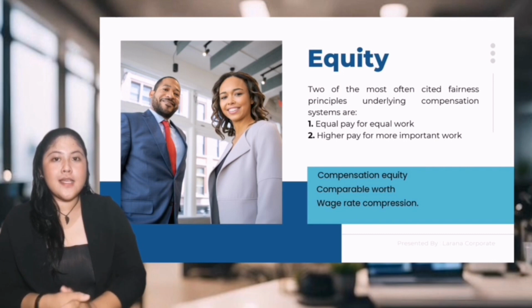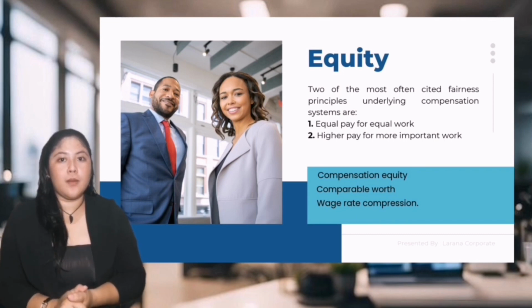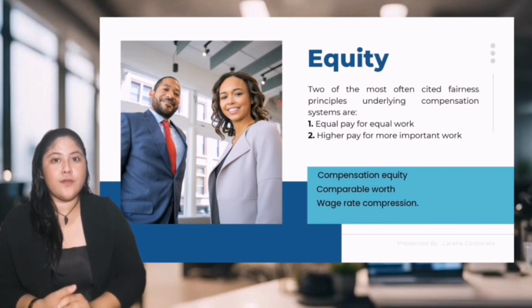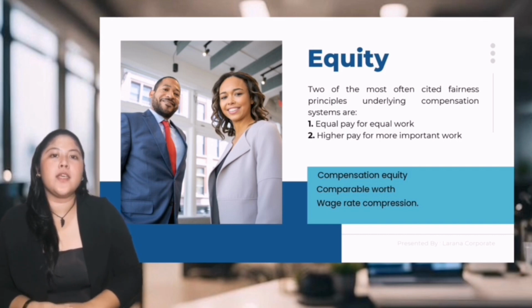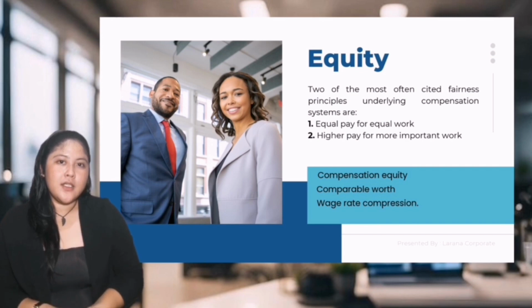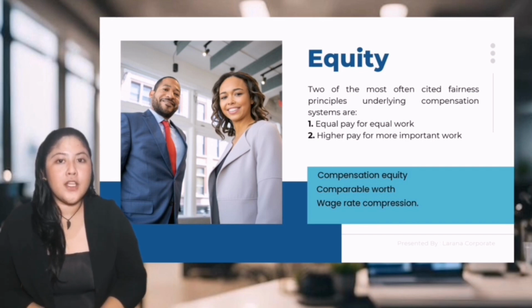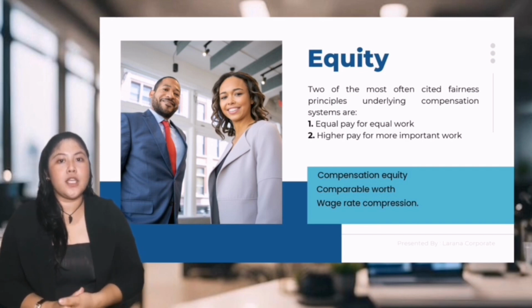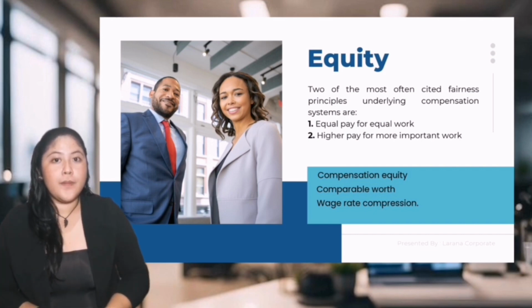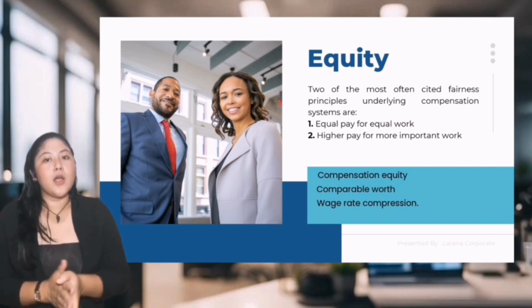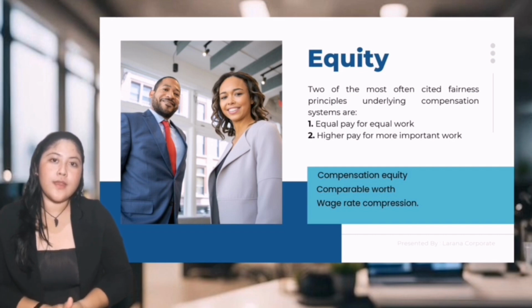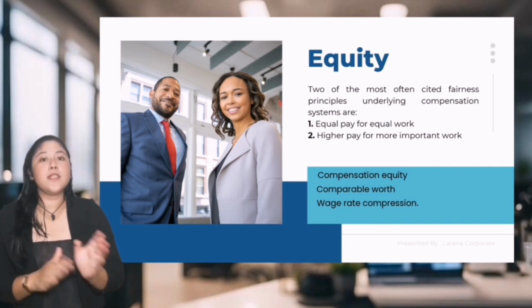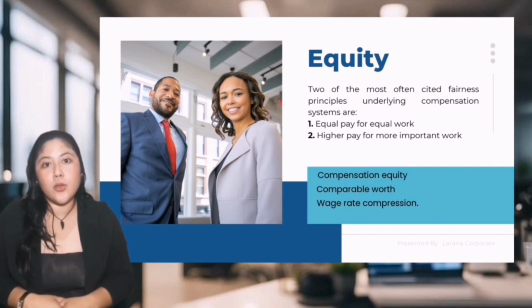Equity. Organizations pay people for what they do, their job. Doing this effectively both attracts and retains appropriate talent and preserves feelings of fairness among employees who are paid differently. The two most often recited fairness principles underlying compensation are equal pay for equal work, and higher pay for more important work. Now, equity is composed of compensation equity, comparable worth, and wage rate compression, which will be discussed as we go further into the video.